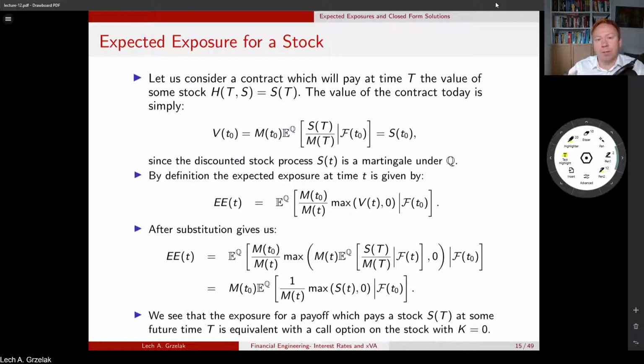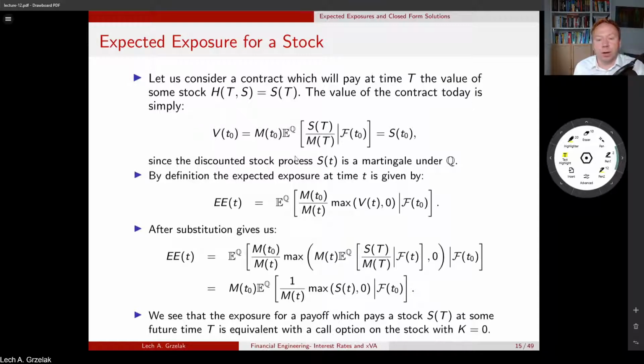Everything that we have in xVA, or in general in exposure calculation, always brings the complexity one level higher. This happens because we always have the maximum of the value of our portfolio and zero. This means even a single cash payment becomes an option on that cash. This is something to keep in mind: expected exposure calculation always brings the complexity one level higher. This will also be seen in coming examples.